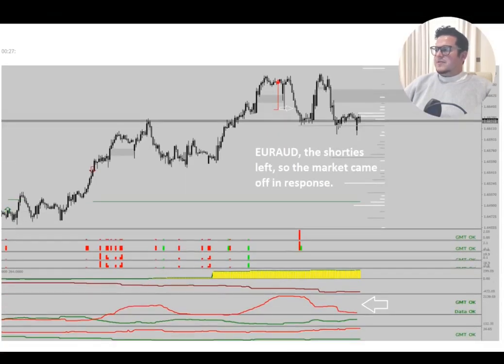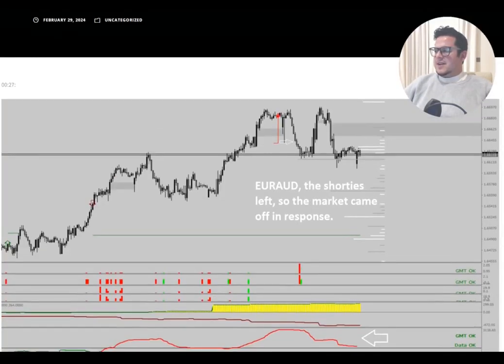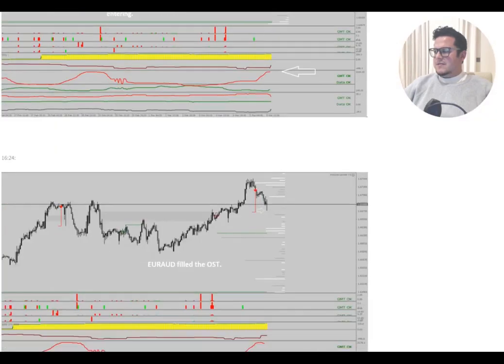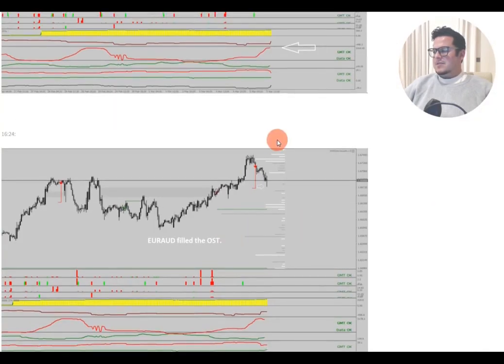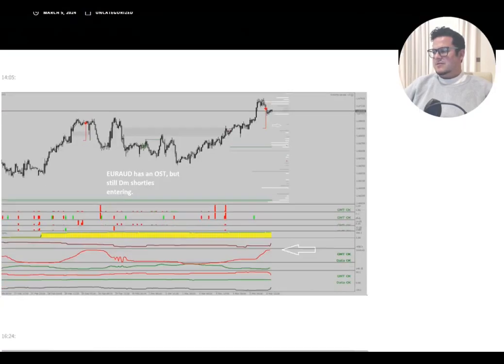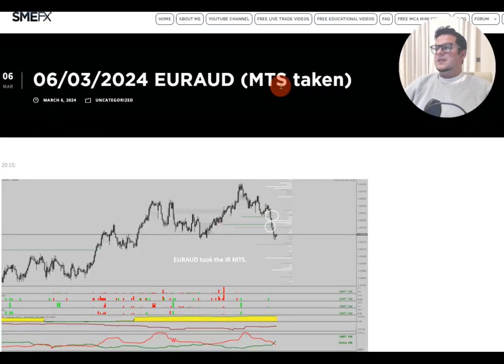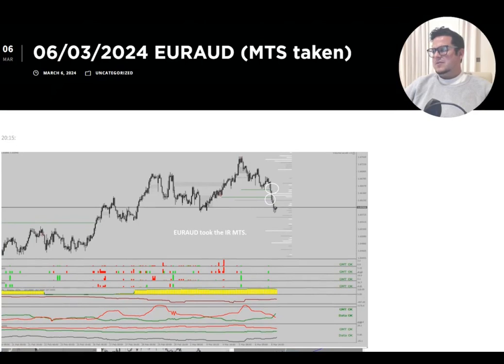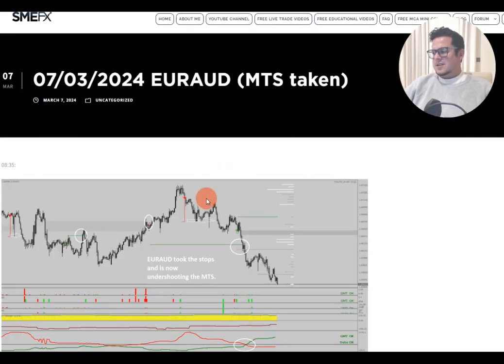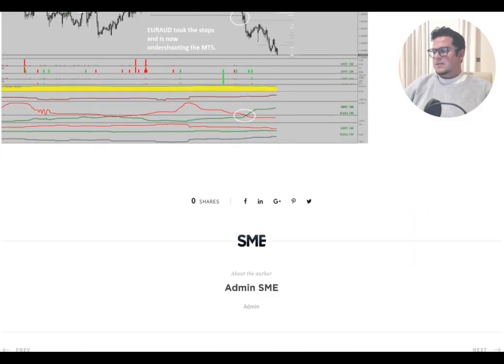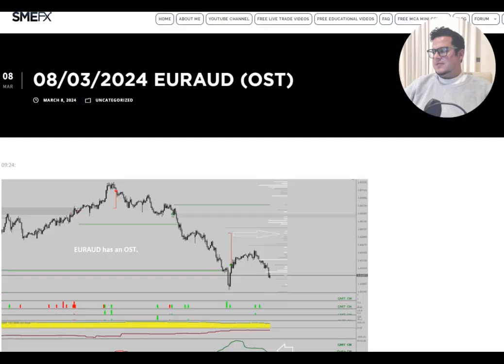Euro Aussie, beautiful option strike target trade there, and then we had another one here on the 5th. Boom, this got taken the same day. Beautiful trade, one of the best. That's Euro Aussie. I said Euro Aussie, yeah, Euro Aussie. Then had MTS below the price, took those as well. So you see loads of beautiful trades there. I had a lower MTS, took the lower MTS. So you could definitely have caught some nice trades there.